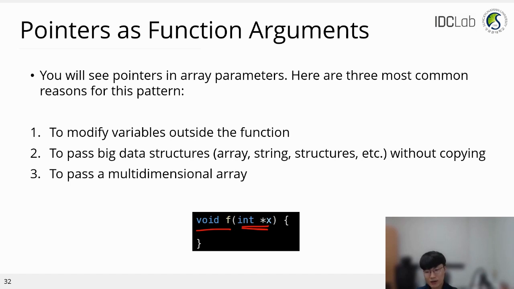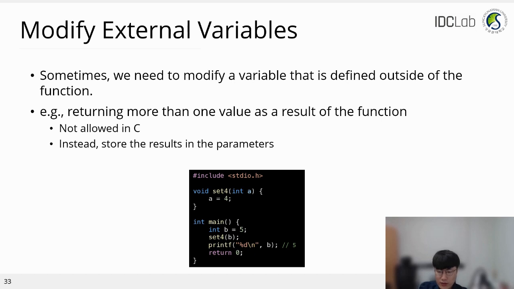The first reason is to modify variables outside the function. The second reason is to pass big data structures without copying. And the third reason is to pass a multidimensional array with its structure kept. So let's go through each reason. The first reason that we use pointer arguments in the function definition is to modify external variables.